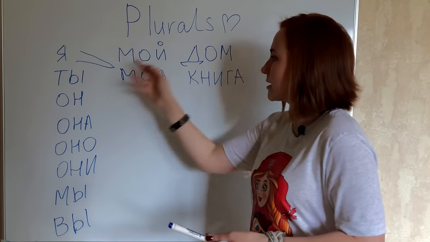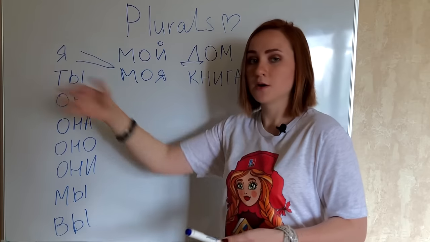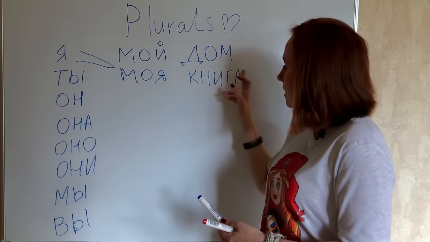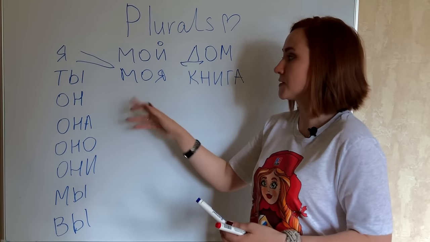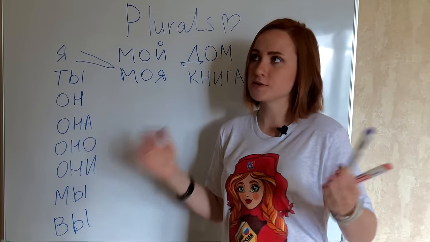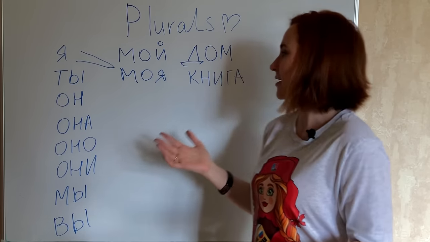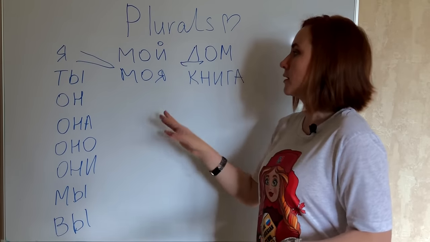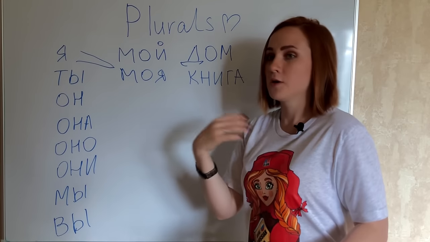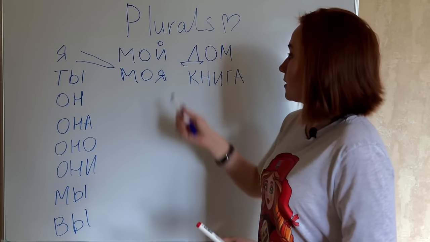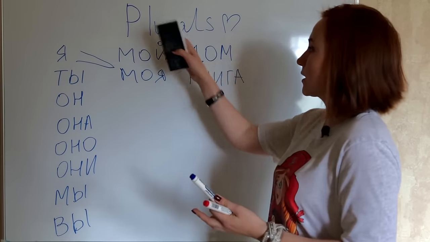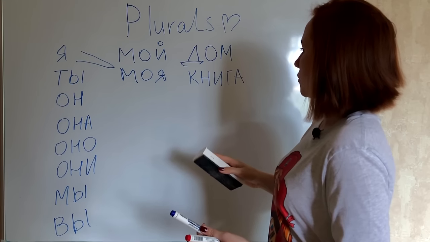These two stay together. It doesn't matter who you are, boy or girl, doesn't matter. Книга is feminine, so it's моя книга. I received so many questions last week, so it's my mistake. I guess I didn't make it clear. This goes to the object. Doesn't matter who you are. So, let's practice with the situation when we have several objects.